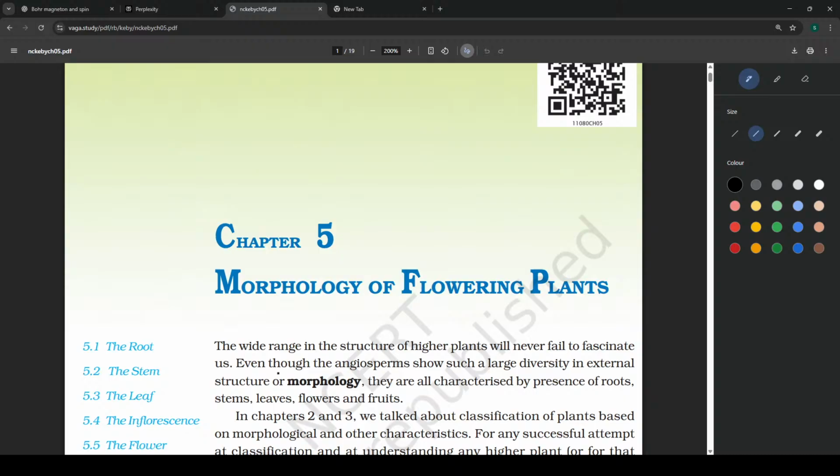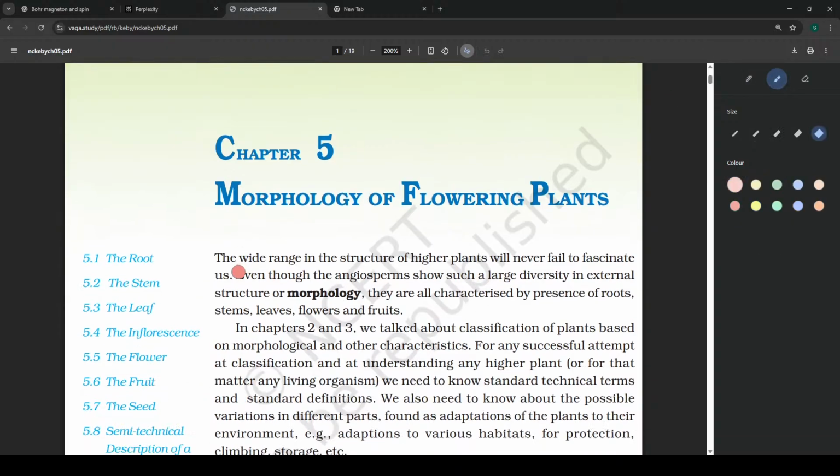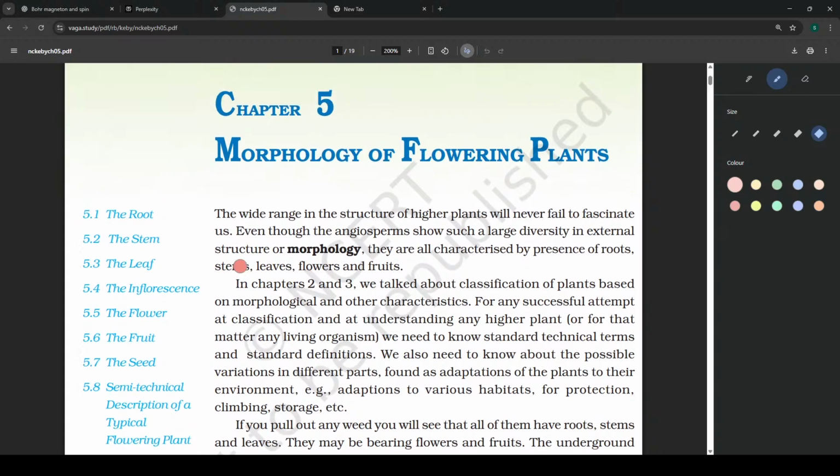Okay, then let's start with the morphology of flowering plants, chapter 5 of biology class 11. Morphology of flowering plants. Morphology means the external structure. So we are going to study the external structure of flowering plants. Flowering plants are the angiosperms.